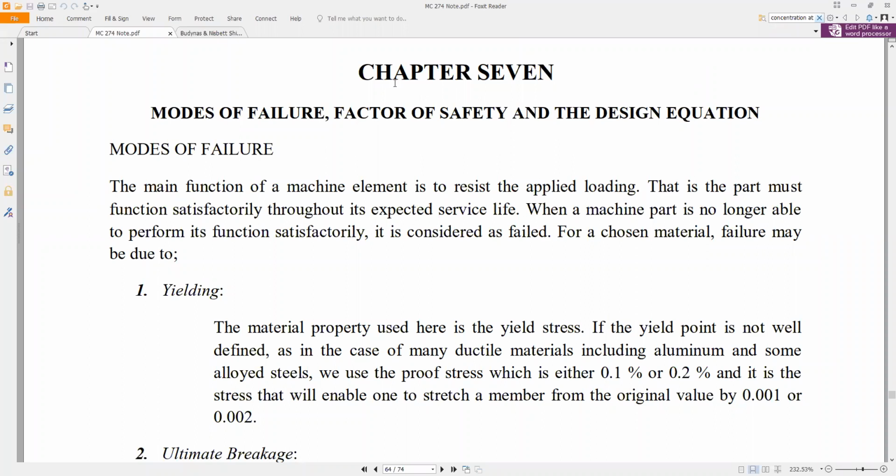Okay, so we're going to continue from chapter 7 on in the handout.